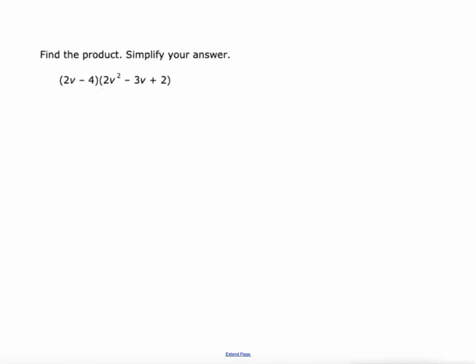All right, here we go again. Let's start by distributing the 2v. That's going to be 2v times 2v squared, which is 4v cubed. 2v times negative 3v is negative 6v squared. And 2v times 2 is 4v.